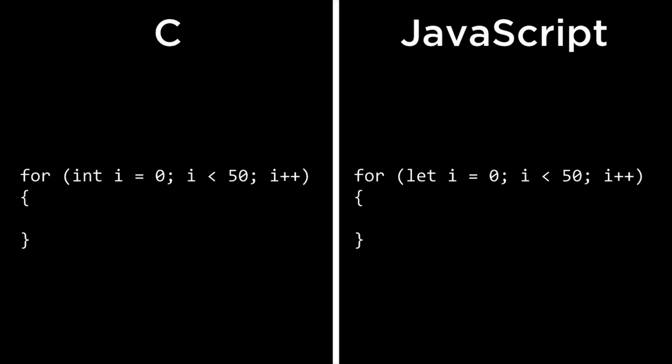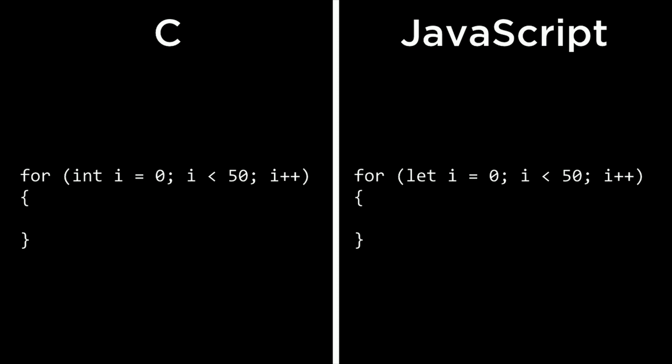But just as when we declared variables for the first time in C, we didn't need to specify that counter was an int, for example, in JavaScript, the same thing is going to hold true for a for loop. Here, we're going to say for (let i = 0; i < 50; i++).